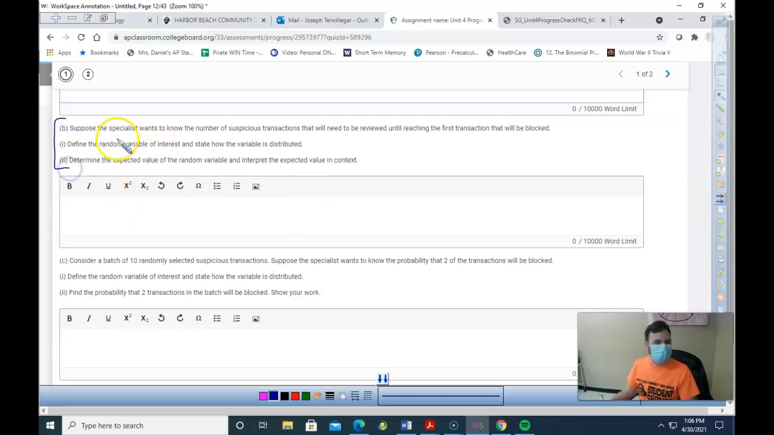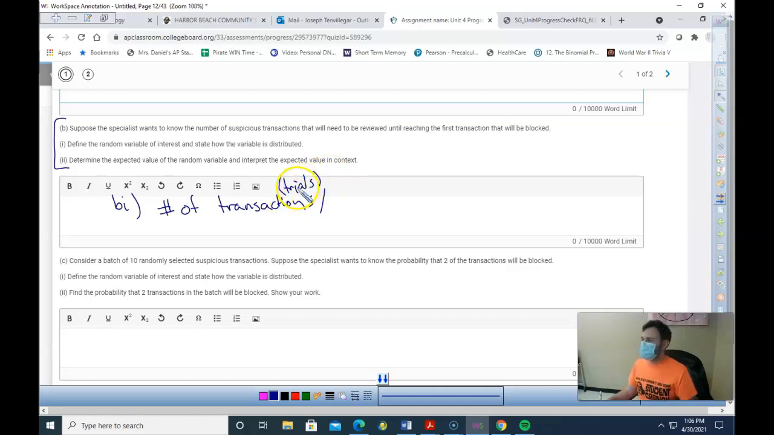All right. Look at this beast. So they want to know how many transactions they will have to go through before one is blocked. So for part B-I, we're looking at number of transactions, right? That's our variable we're defining. Whenever they ask you what's the variable, it's what are you looking for? Number of transactions. Now, you would have also probably gotten credit if you wrote trials. Number of trials. How many trials until we get one that's blocked?